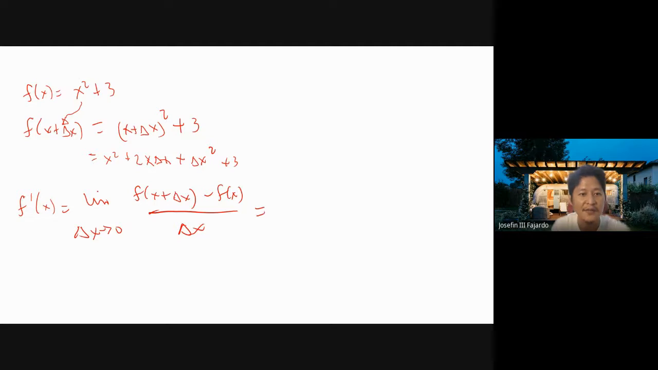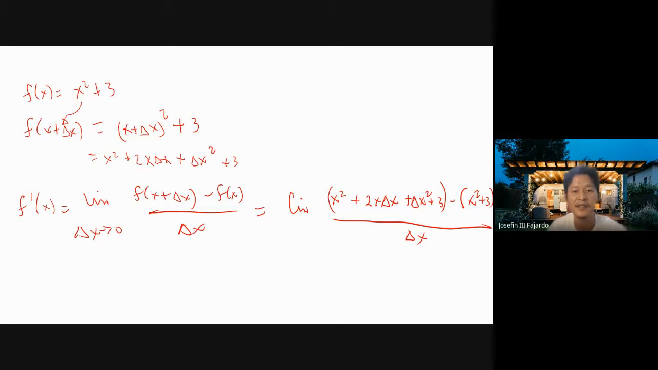So, palitan natin ito. Nakuha na natin si f of x plus delta x. Ito na siya, di ba? So, this will be the limit of f of x plus delta x, which is x squared plus 2x delta x plus delta x squared plus 3, minus ito yung una. Pangalawa naman natin, we have x squared plus 3. Right? All over delta x. Nakuha ba ito, guys?